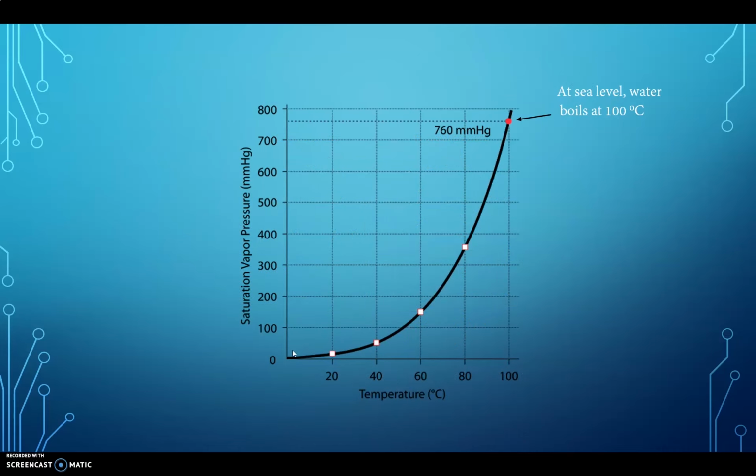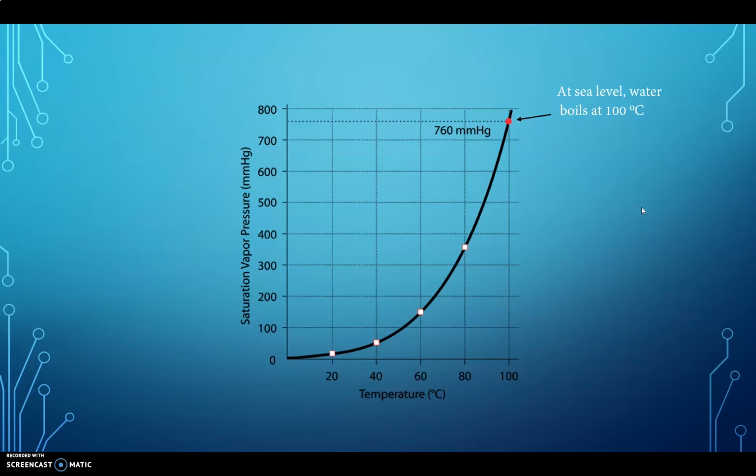So this graph shows the vapor pressure of water at various temperatures. And interestingly enough, you'll notice that the vapor pressure of water reaches 760 millimeters of mercury, which is 1 atmosphere, at precisely 100 degrees Celsius. That's why water normally boils at 100 degrees Celsius, because that's the temperature at which the vapor pressure of the water is equal to that atmospheric pressure pushing down on it.